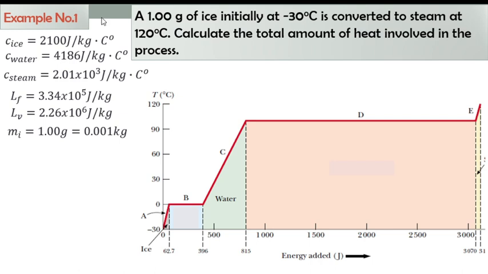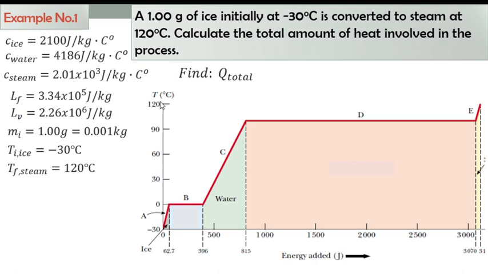Aside from this, the other given are the mass of ice as 1 gram that must be converted to kilogram as 0.001 kilogram, the initial temperature of ice, which is negative 30 degrees Celsius, and the final temperature, which is already in steam, at 120 degrees Celsius. We are asked to compute for the total amount of heat, or Q total.